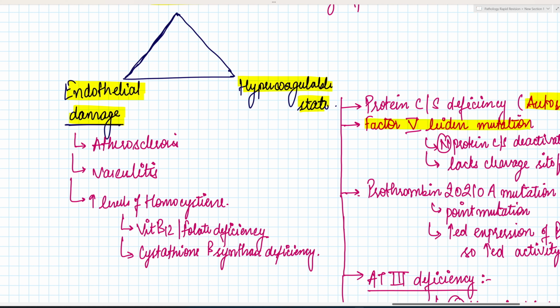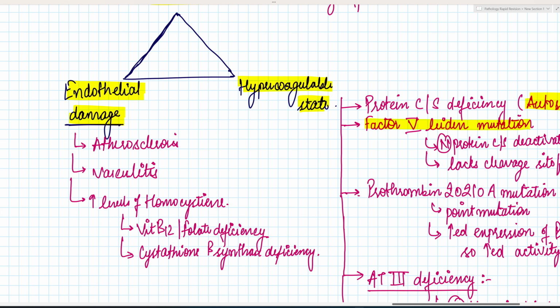Second is vasculitis, the same thing. Now here the pathology is in the vessel wall itself. The vessel wall is being attacked by the immune system or some other factor. So vessel wall pathology will lead to lack of nutrition and inflammation against the endothelium, which will ultimately cause endothelial cell damage. Third and most important is the increased levels of homocysteine.